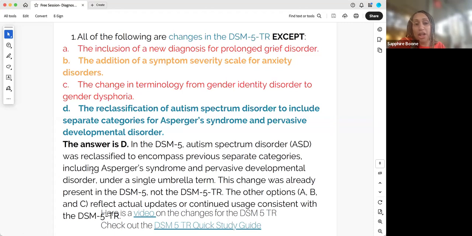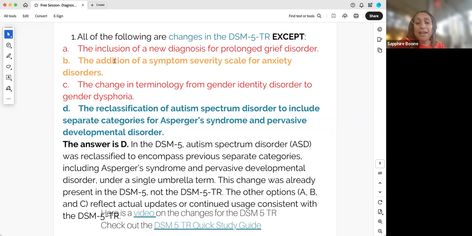You'll always see a rationale, right? The reclassification of autism spectrum disorder to include separate categories for Asperger's syndrome and pervasive developmental disorder. So that must not be a change. This change was already present in the DSM-5. Little trickery. It's not something that changed in the TR. It was already there, right? We already kind of looked at these different spectrums and separate categories.